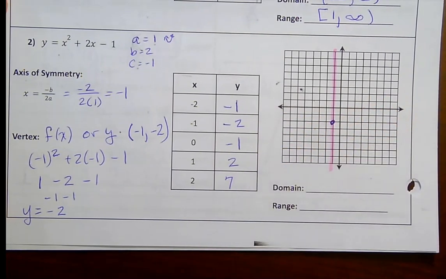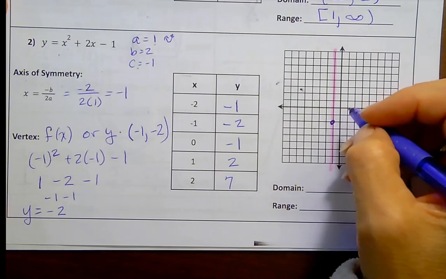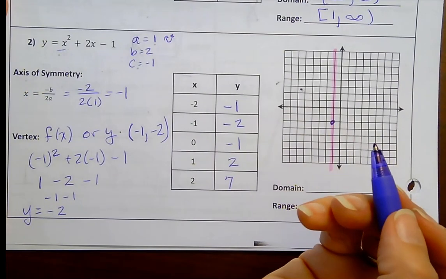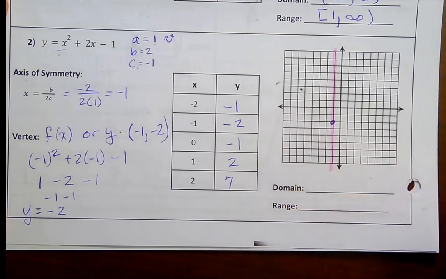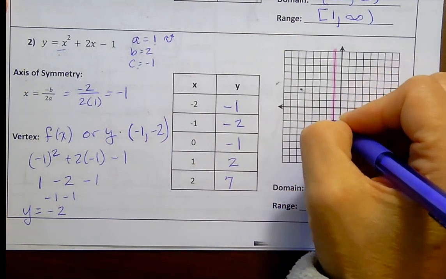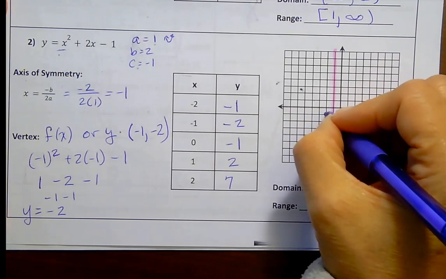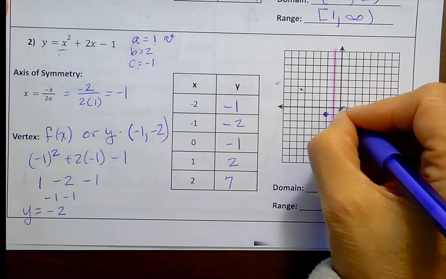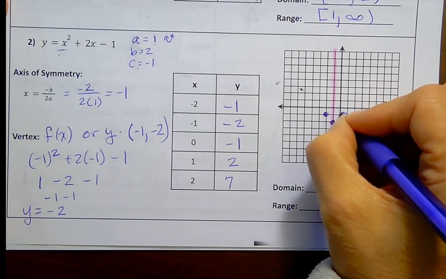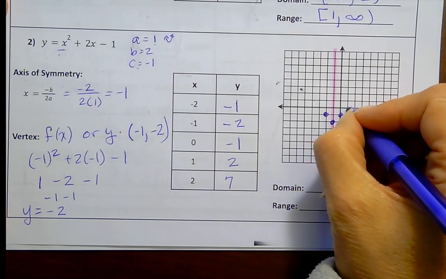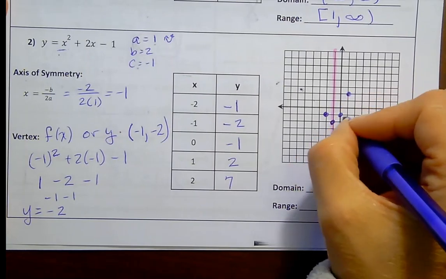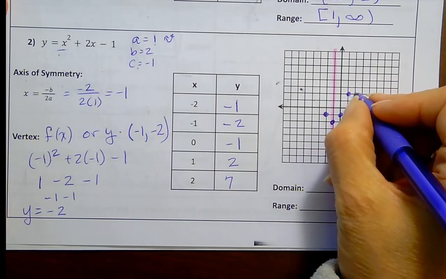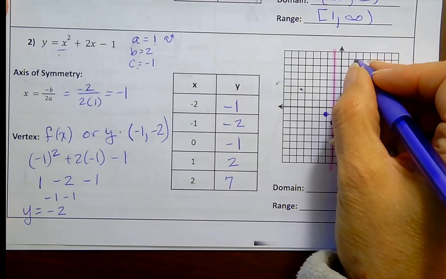Okay, let's plot some points. We got a whole bunch of points. Let's plot them and see what it looks like. Do I expect my parabola to open up or down? That's a positive a, so I'm expecting it to open up. We already talked about that. So I have negative 2, negative 1. I have negative 1, negative 2 already. I have 0, negative 1. I have 1, 2. And here's my origin, 1, 2, 3, 4, 5, 6, 7.